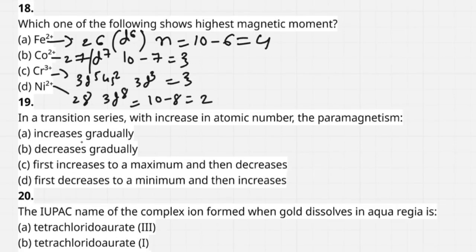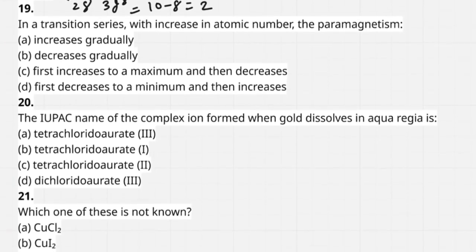Look here, the first one, Fe plus 2, has 4 unpaired electrons. n is equal to 4, which is the highest here. So it shows the highest magnetic moment. Next, I move to question number 19.